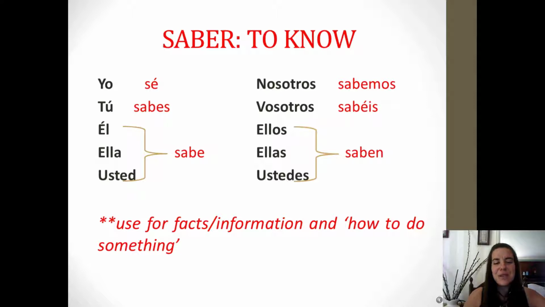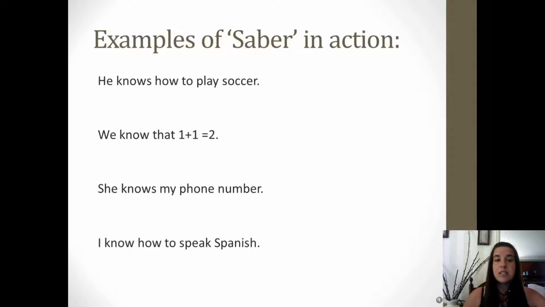You use the verb saber when you're talking about facts or information. You also use it when you're expressing if somebody knows how to do something. So you use saber with verbs. Here are some examples of saber in action. He knows how to play soccer. So this is a verb.